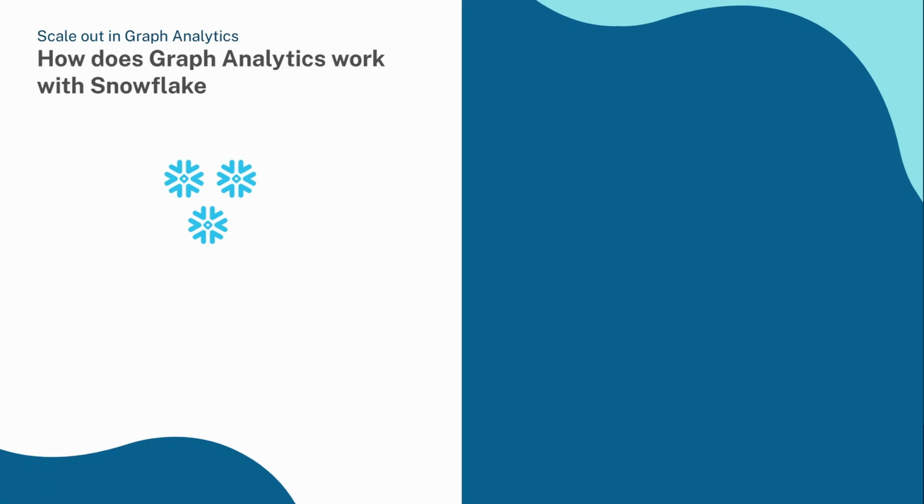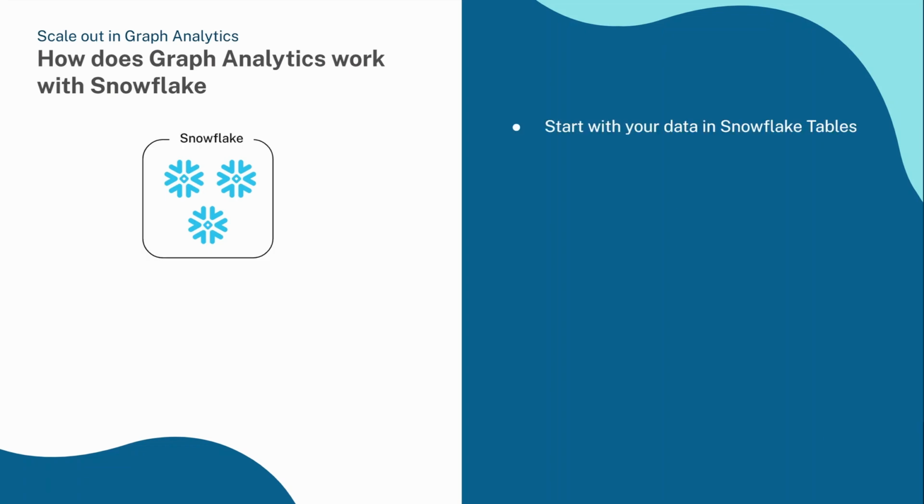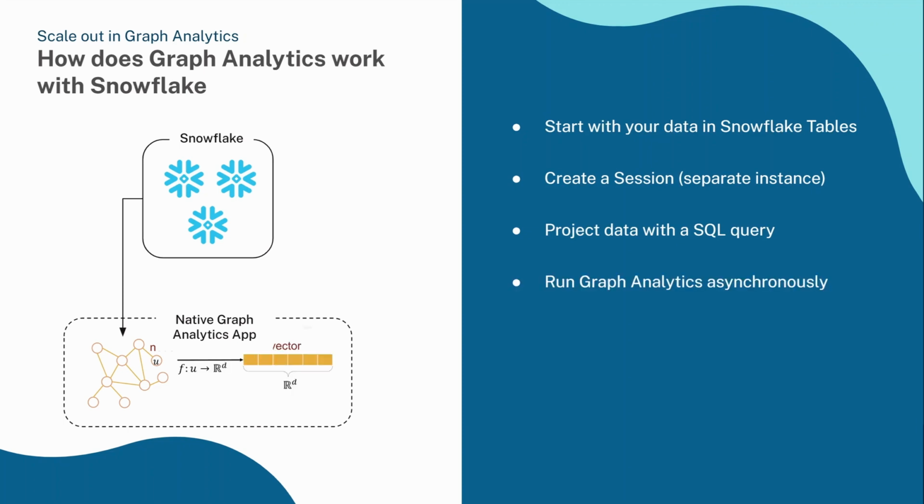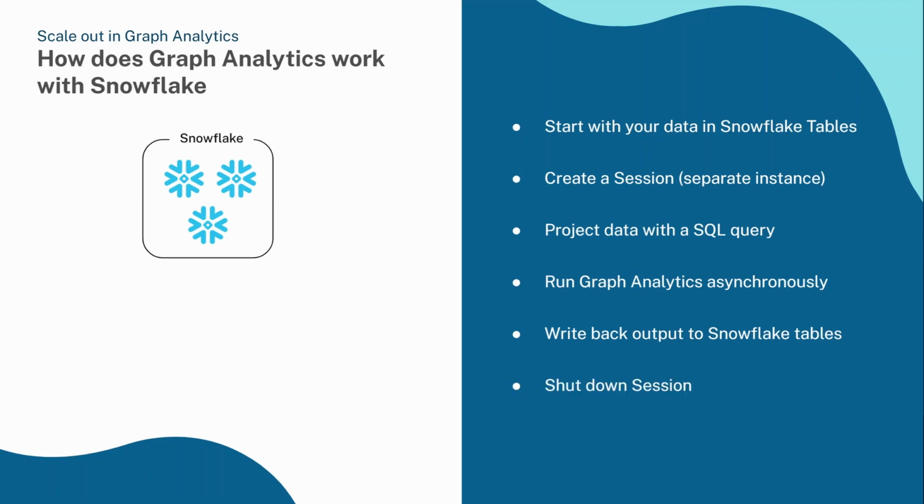We start with your raw data in standard Snowflake tables. Then we spin up a compute session. Behind the scenes, Snowflake projects your data into a graph using a SQL query that you provide. Then the Graph Analytics engine runs various algorithms asynchronously. Finally, you can write the results back into Snowflake tables so they're ready for dashboard alerts or deeper analysis.